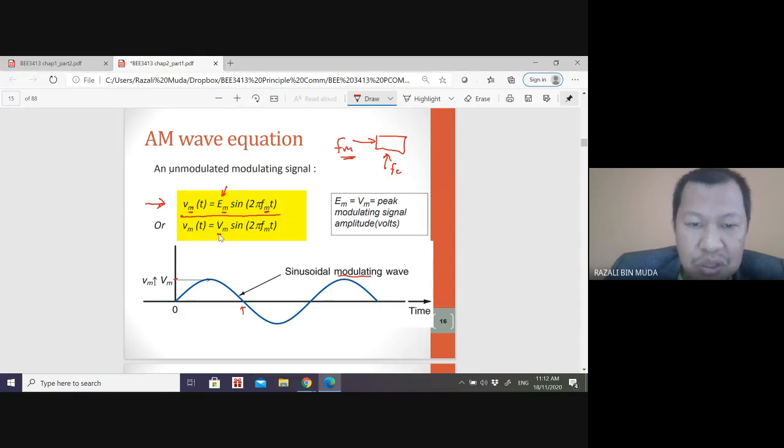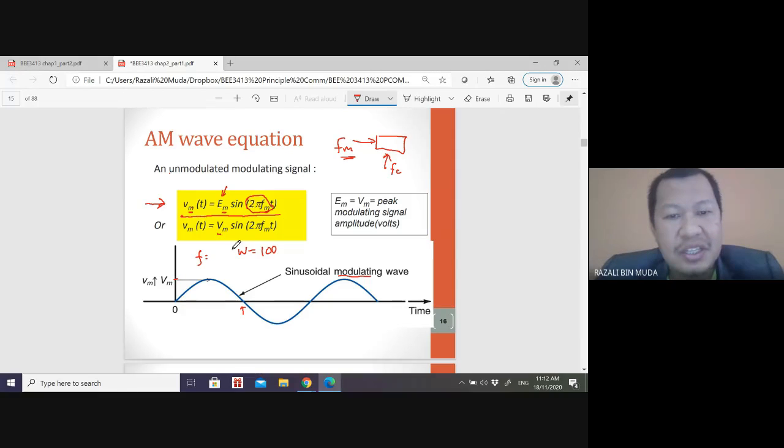Ataupun terus. Kadang dia bagi amplitude, frekuensi dalam F equal to berapa Hertz ataupun omega. Omega, you tak perlu gantilah. Maksudnya, this whole value is omega, 2 pi F. 2 pi F is omega. Just put it omega t. So maybe omega is equal to 100. So this equation become Em sin 100t. So 100 is omega. So okay. So this is the modulating signal. So unmodulated means before modulation.